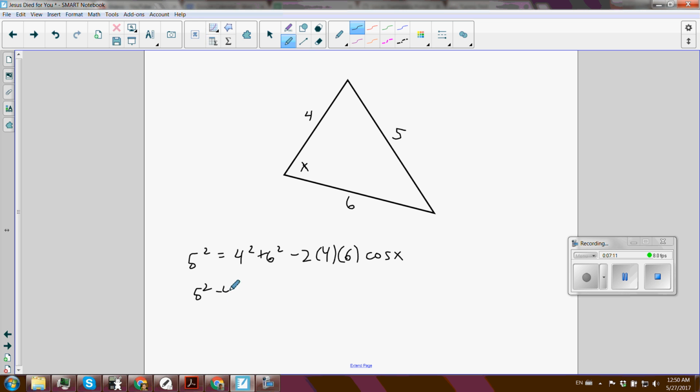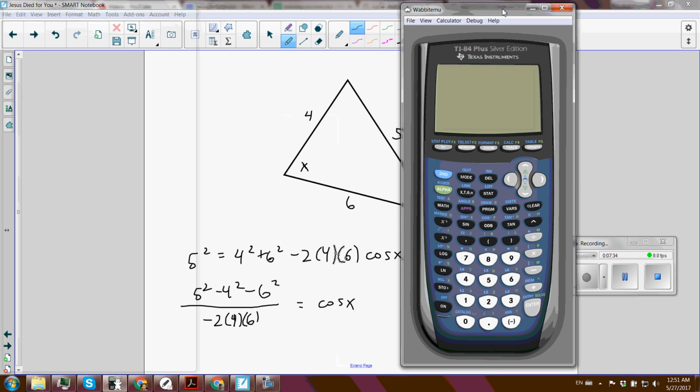So we subtract everything across: 5 squared minus 4 squared minus 6 squared. And then we divide both sides by negative 2 times 4 times 6. And all of that equals the cosine of x. So you crunch all that out. I'll go ahead and do that.